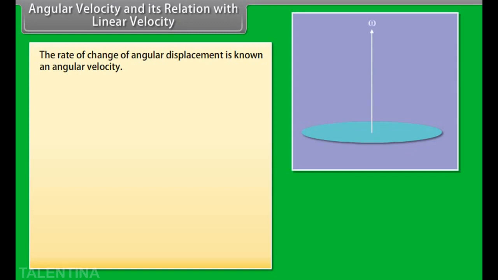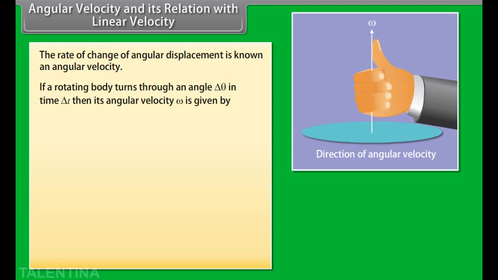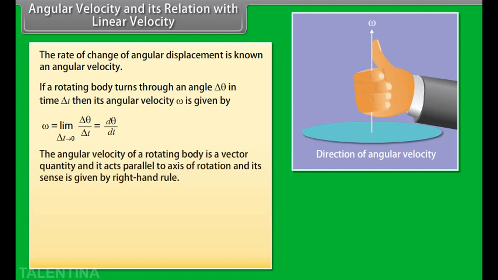Angular velocity and its relation with linear velocity. The rate of change of angular displacement is known as angular velocity. If a rotating body turns through an angle delta theta in time delta t, then its angular velocity omega is given by omega is equal to the limit as delta t tends to 0 of delta theta upon delta t, which is equal to d theta by dt. The angular velocity of a rotating body is a vector quantity, and it acts parallel to the axis of rotation, and its sense is given by the right-hand rule.